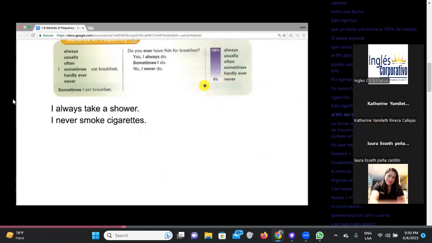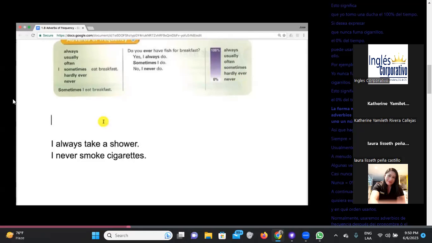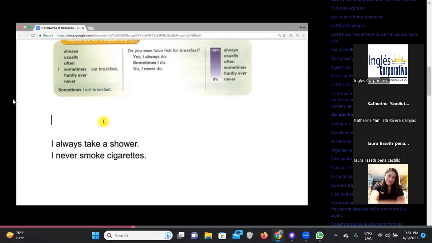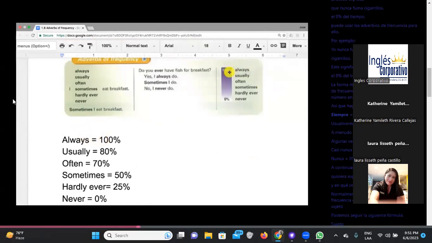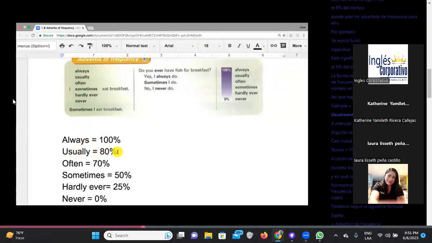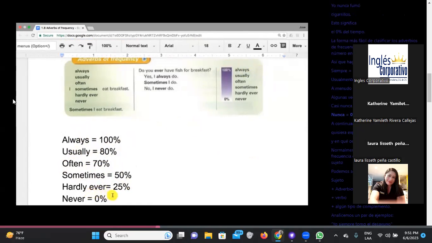This means 0% of the time. The easiest way to categorize adverbs of frequency is by giving each a percentage number. So let's do just that. Always equals 100%. Usually equals 80%. Often equals 70%. Sometimes equals 50%. Hardly ever equals 25%. Never equals 0%.